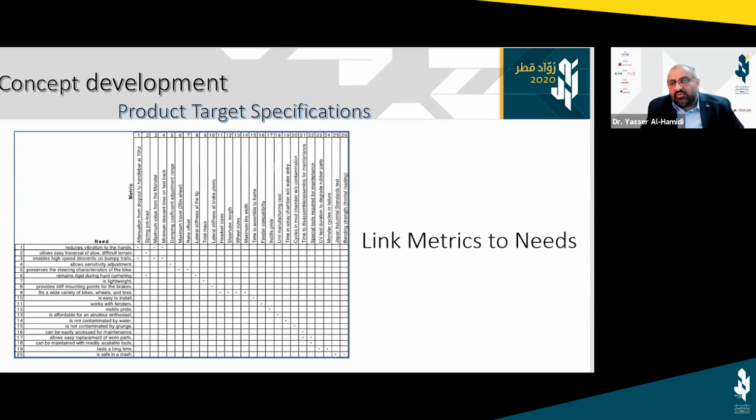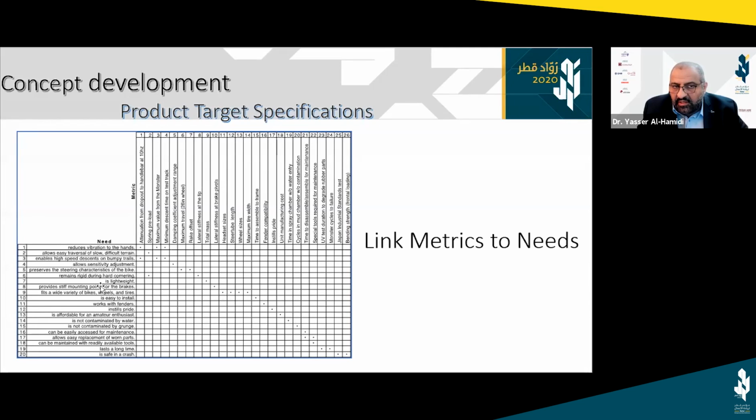A good visual way to really understand how these metrics and customer needs are connected is to use this needs-metrics matrix. This is a matrix which really links the needs to your performance metrics. And then you have the dots, as you can see here. For example, this one shows that all of these metrics will have to be used to reflect only this need.